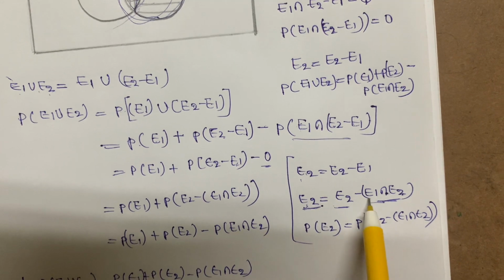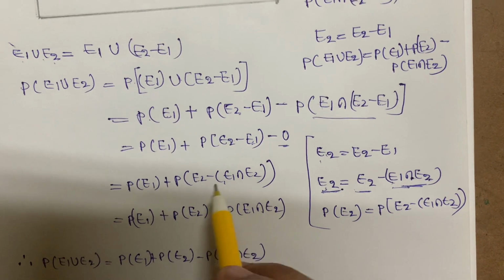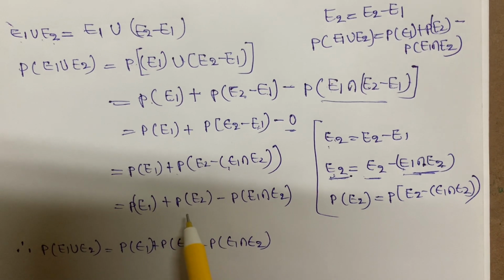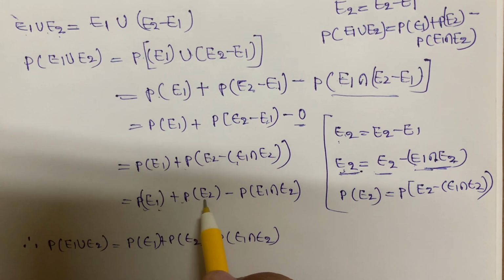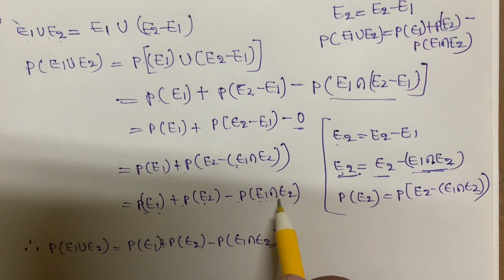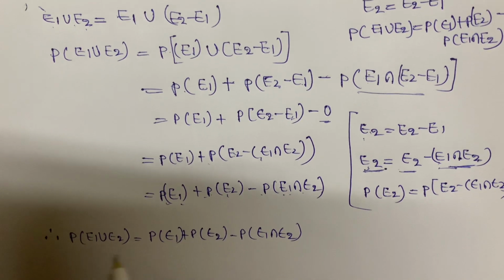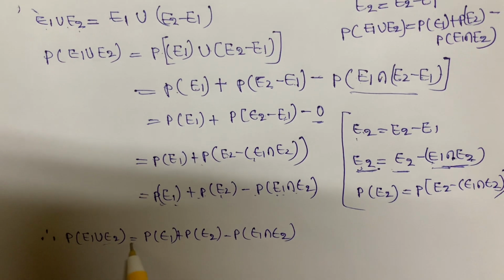We are substituting this value here, and probability of E1 plus probability of E2 minus probability of E1 intersection E2, which is the formula of probability of event 1 union event 2.